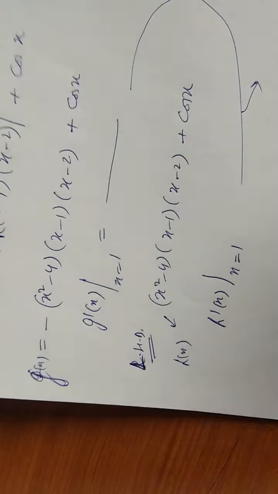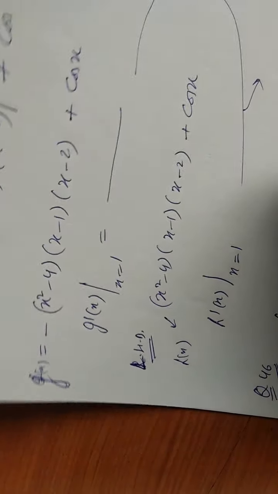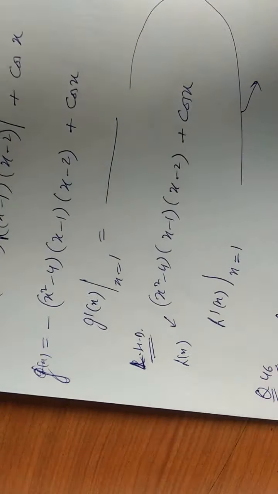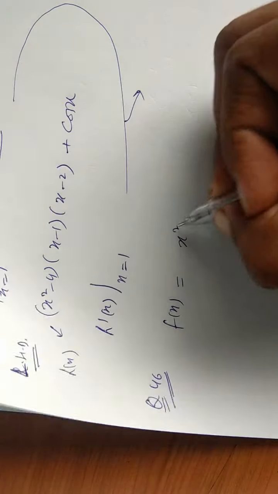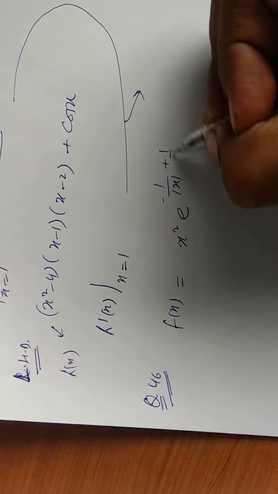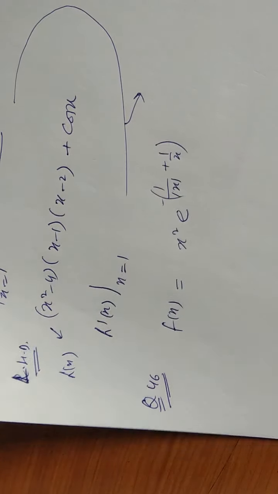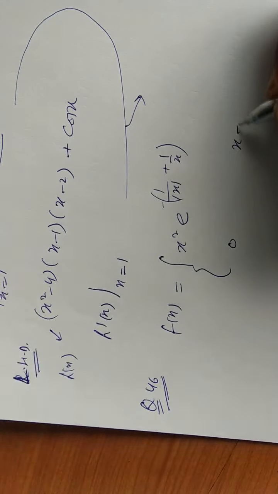Question number 46 says f(x) is equal to x square e to the power minus 1 by mod x plus 1 by x, and 0 when x is equal to 0.